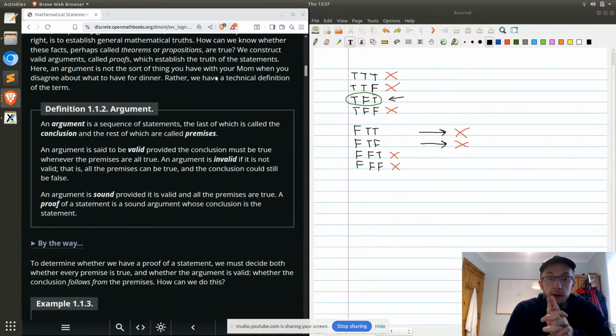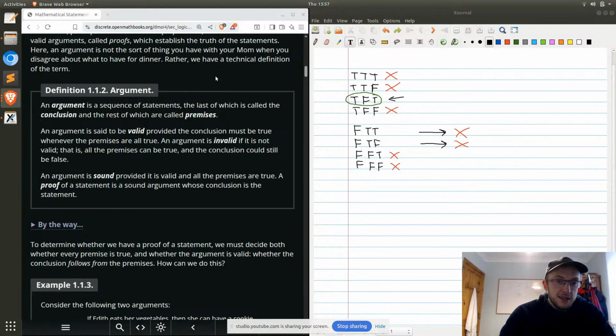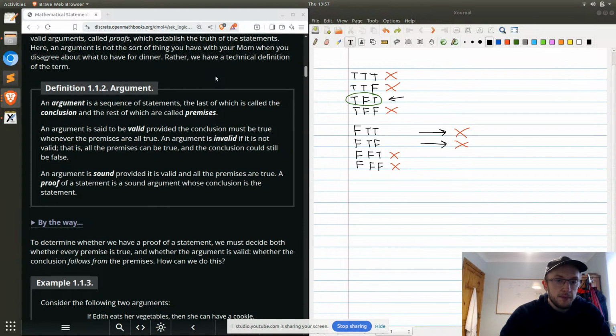An argument is said to be valid provided the conclusion must be true whenever the premises are all true. An argument is invalid if it is not valid. That is, all the premises can be true and the conclusion could still be false. An argument is sound provided it is valid and all the premises are true. A proof of a statement is a sound argument whose conclusion is the statement. Right, so let's see about understanding that.